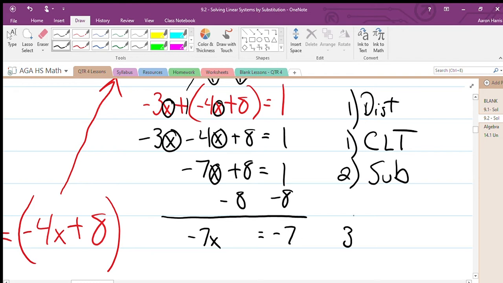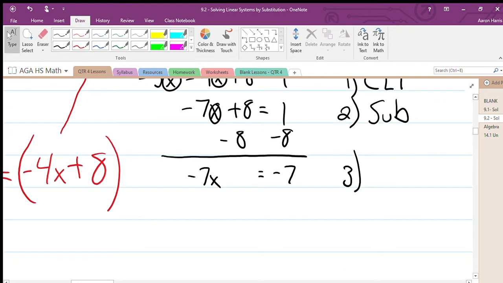So therefore, here we go. Step 3, because x isn't alone yet. Step 3 says remove all multiplication and division from where? Near your variable. So what am I going to do? Divide. Why? Because this is negative 7 times x. So I divide by negative 7. Divide by negative 7 over here. Laws of equality. X equals negative 7 divided by negative 7. 1.